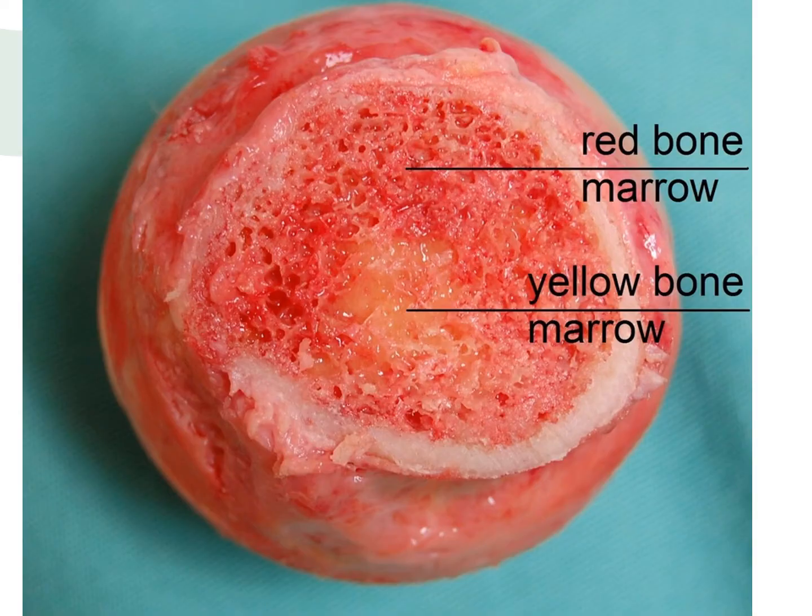The picture below shows you a freshly cut open bone. On the side, you can see the red bone marrow is red in color. It helps with the formation and production of blood cells. While in the center, you can see the yellow bone marrow is a little bit yellow in color. It helps to store fat in the bone.